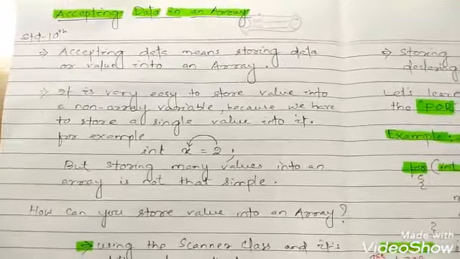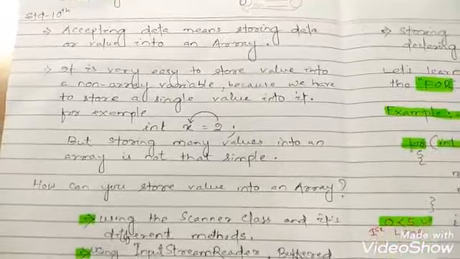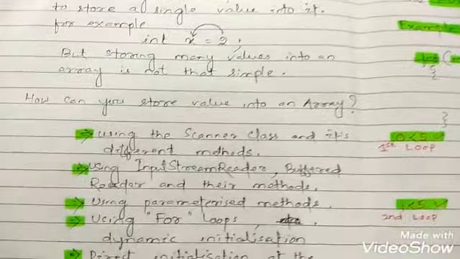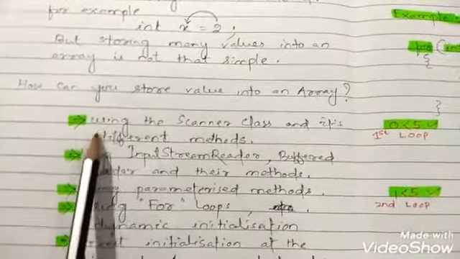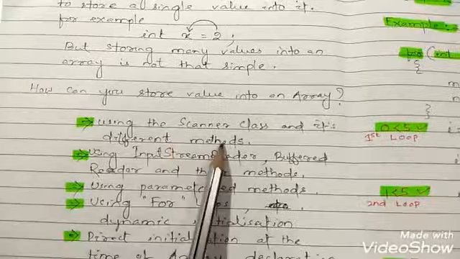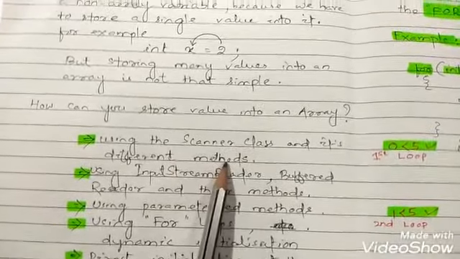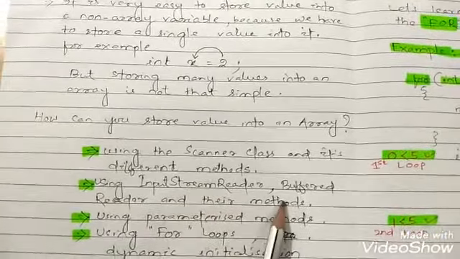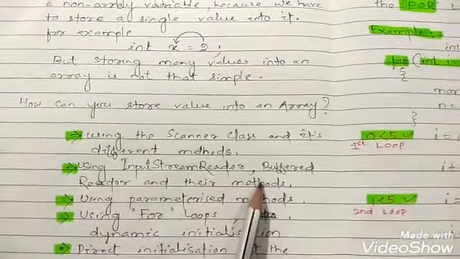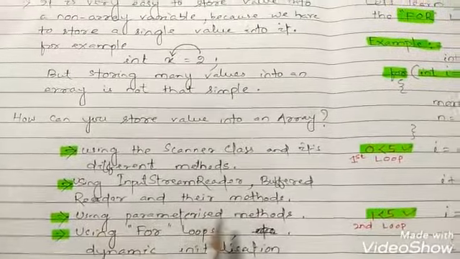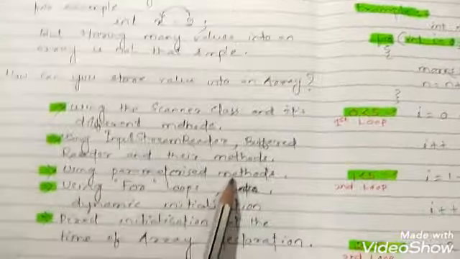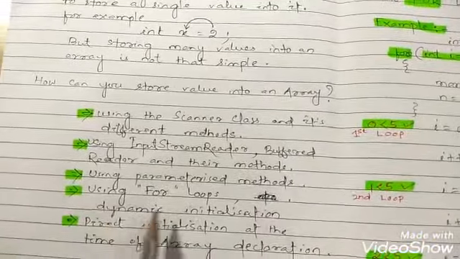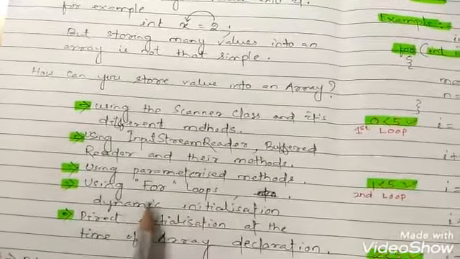Then how can you store values into an array? There are many ways. For example, using the Scanner class and its different methods, you can store values into an array. Using InputStreamReader, BufferedReader, and their methods, you can store values into an array. And using parameterized methods also, you can store values into an array. Also using a for loop and dynamic initialization.